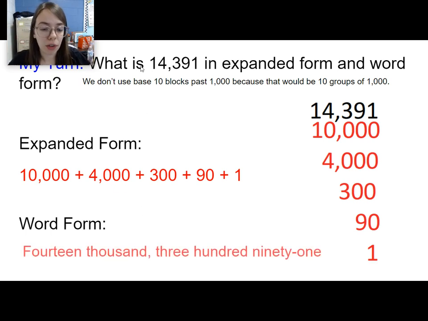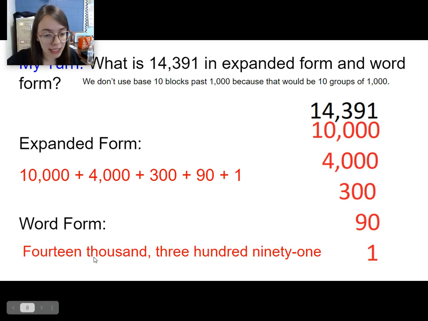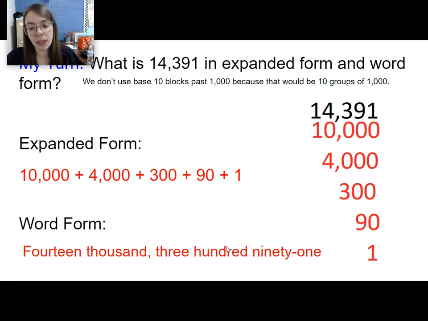So to put it all together, this is 14,391. So just whatever's before the comma, say the number. Comma means the thousand, and then the number after the comma, 14,391.